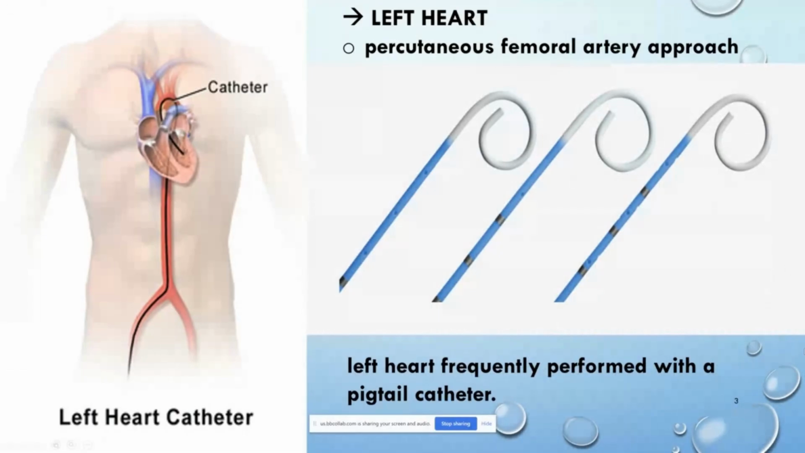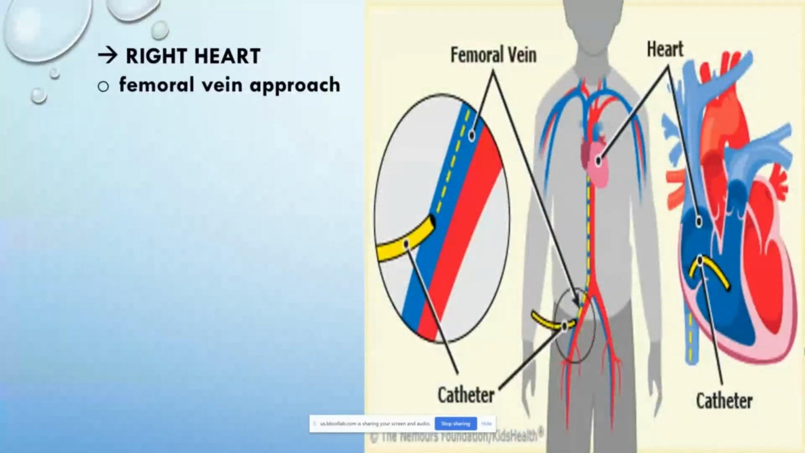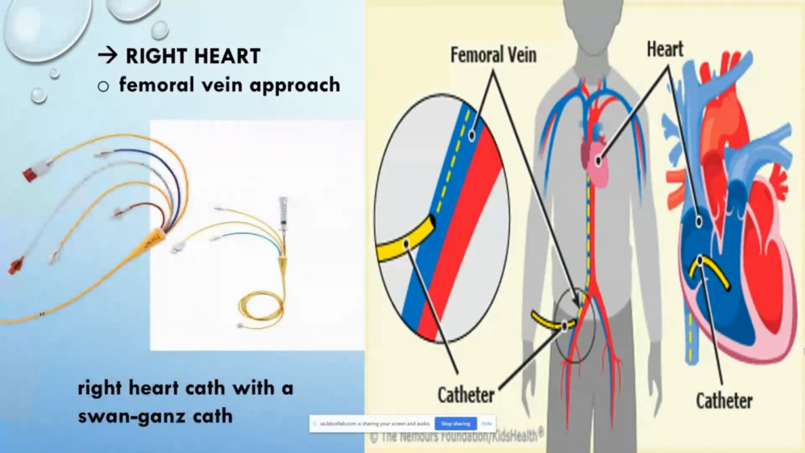Now, it's not just the left side. Let's say they're going to do a cath for the right side. When it comes to the right side, the most popular method for the right heart is the femoral vein approach. So most often they'll use what we call a Swan-Ganz catheter, and that's what this catheter looks like right here. And they will pass it through the IVC to the right atrium, through the tricuspid valve to the right ventricle, the pulmonic valve, and the pulmonary artery.